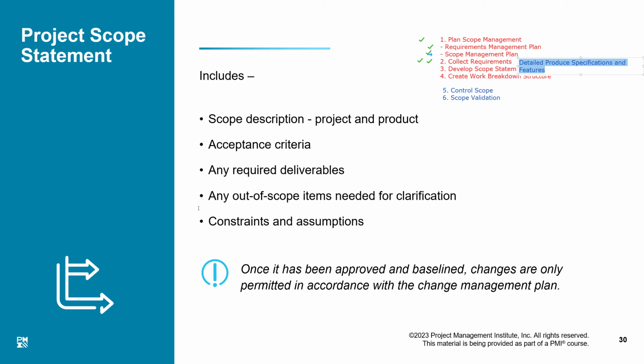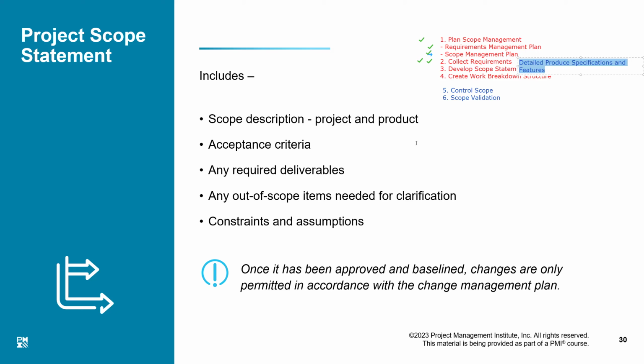Yep, clear. And we can also give some constraints, assumptions, and all that. This is all in the scope statement. But you see, this does clarify a lot of things, but it does not go into the detail of the activities or the work packages. So you can understand that although the project scope statement is quite comprehensive, it is not detailed.